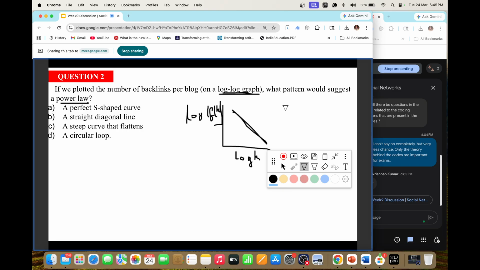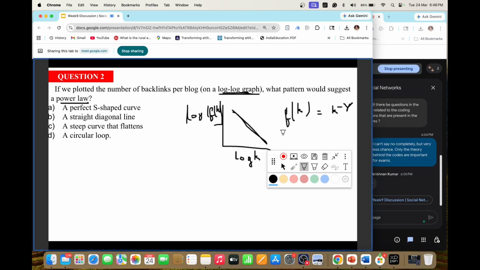And what is the equation of a power law? The power law equation can be like fk equals something times k to the power minus gamma. Okay, k to the power minus gamma, and gamma here is like 2 or 3, whatever.